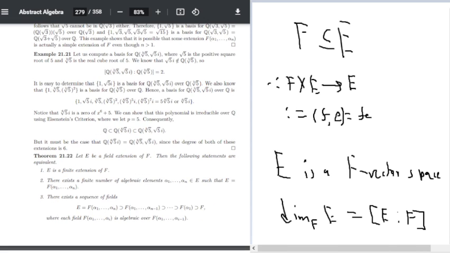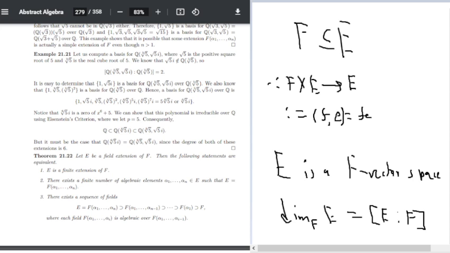Example 21.21. Let us compute a basis for Q(cube root of 5, square root of 5i), where square root of 5 is the positive square root of 5, and the cube root of 5 is the real cube root of 5. We know that square root of 5i is not in Q(cube root of 5), so the index of Q(cube root of 5, square root of 5i) in Q(cube root of 5) is equal to 2. It is easy to determine that 1, square root of 5i is a basis for Q(cube root of 5, square root of 5i) over Q(cube root of 5).